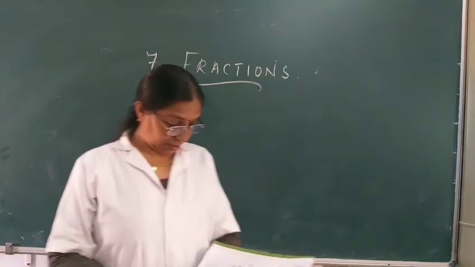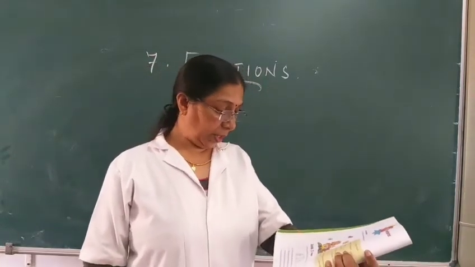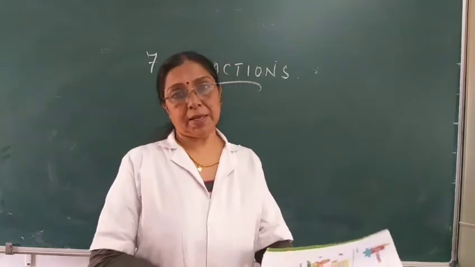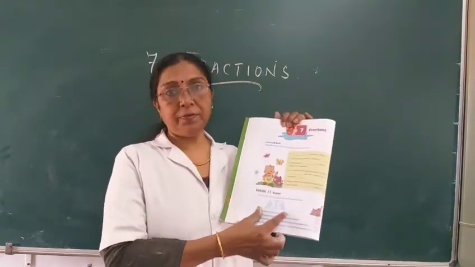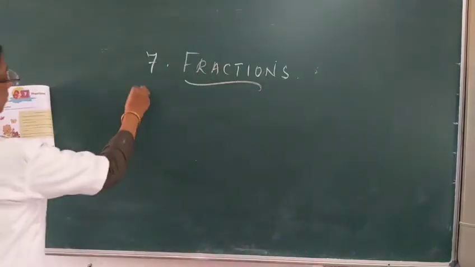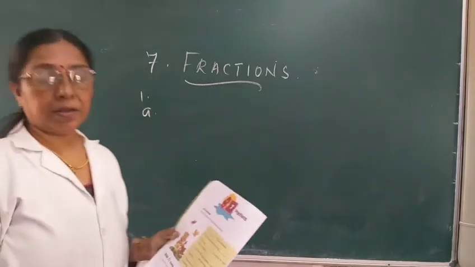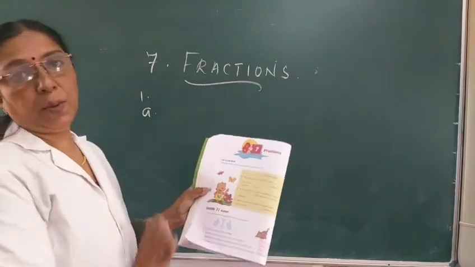Okay, children, let's do this exercise question 7.1. First one, look at the following figure and fill in the blanks. According to this figure, we want to write the answers. Okay, first one. How many equal parts are there? How many equal parts are here?